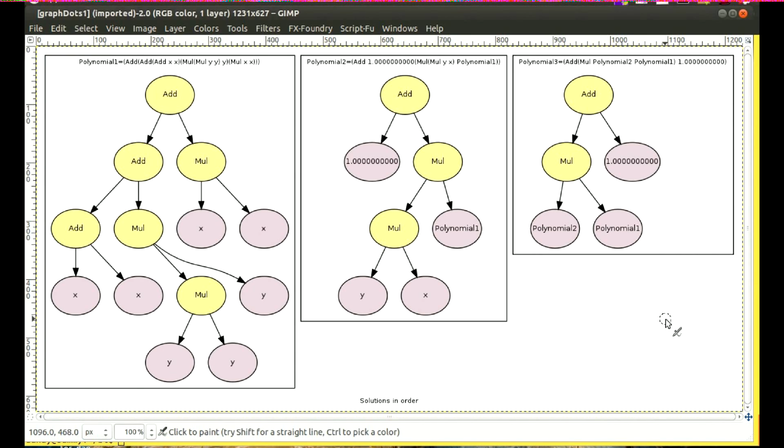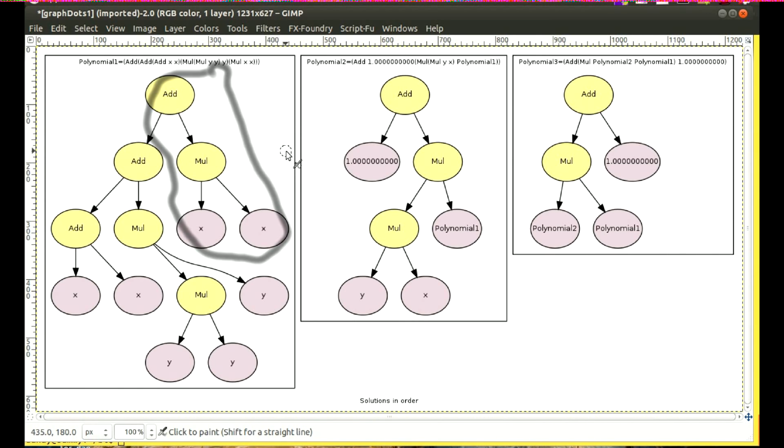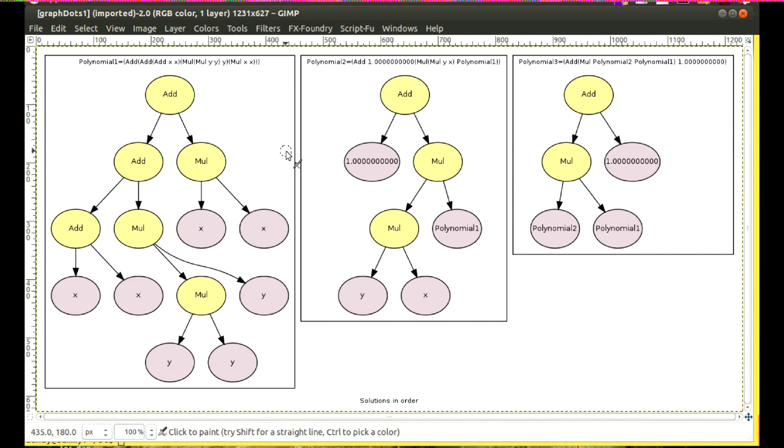Finally, we see all three problems depicted as binary trees. The first tree reads as 2x plus y cubed plus x squared. Rearranging the terms, we see the polynomial that generated this data, x squared plus 2x plus y cubed.